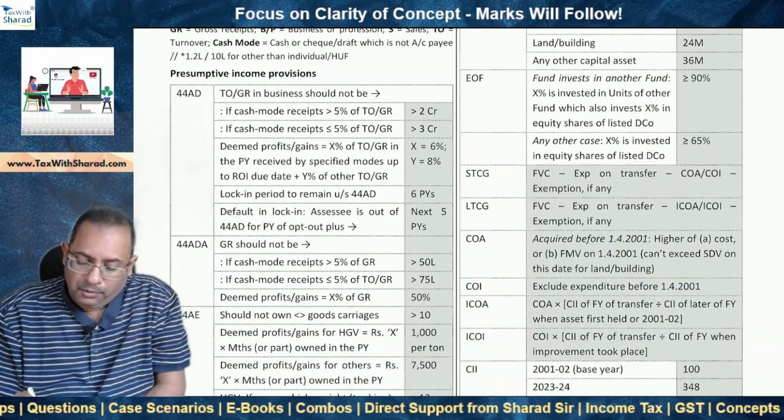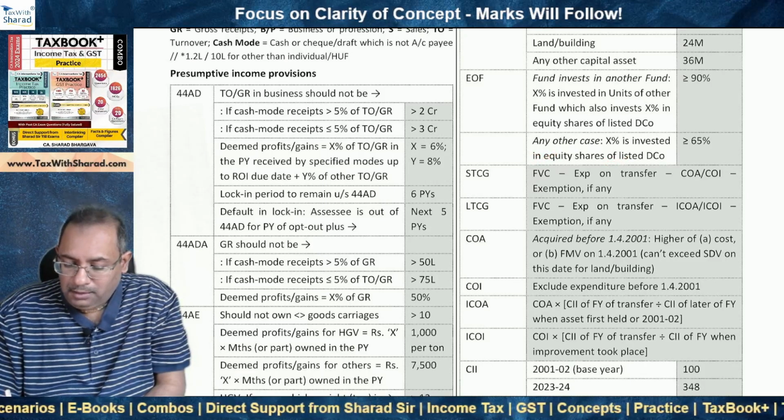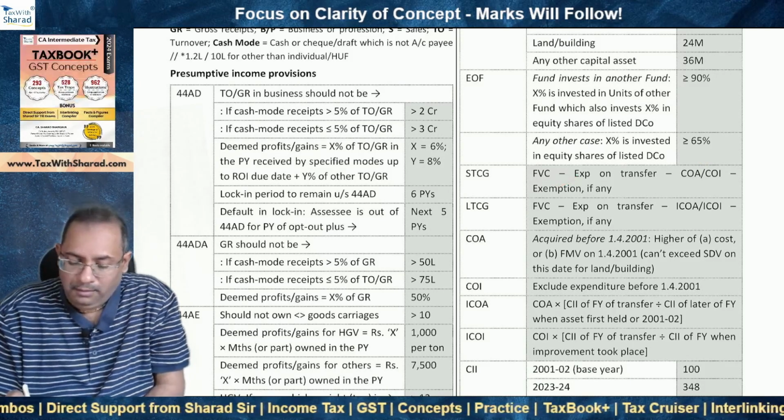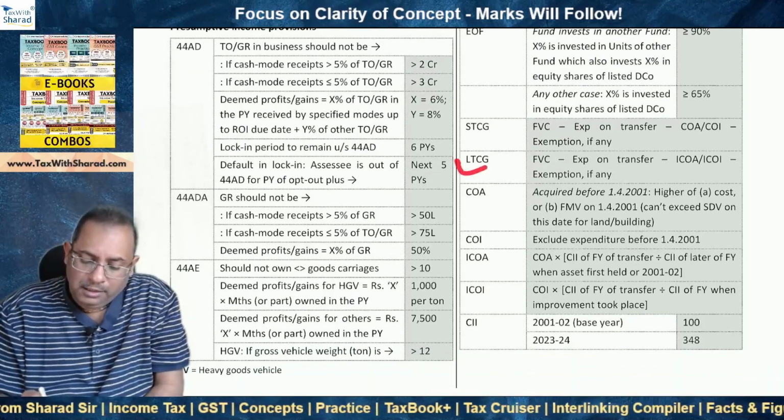STCG, how to compute? Full value of consideration minus expenditure on transfer minus cost of acquisition minus cost of improvement minus exemption, if any, under 54, 54B, 54F, etc. LTCG, how to compute?